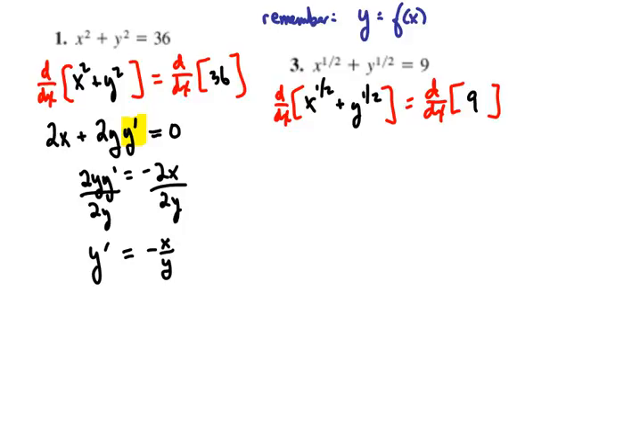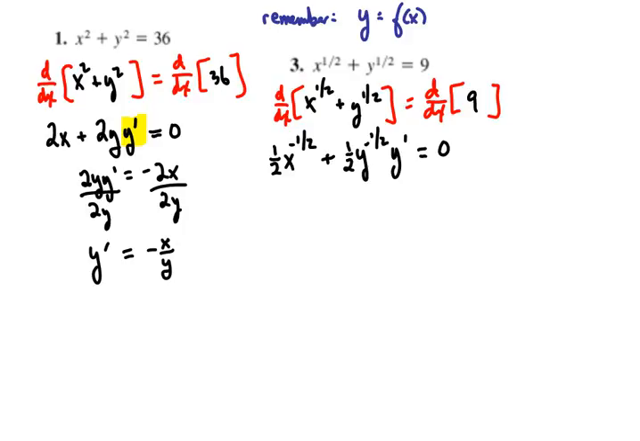The derivative of x to the 1/2 is 1/2 x to the negative 1/2. And the derivative of y to the 1/2 is going to be the same, except we're going to multiply by y prime in the end. So it's 1/2 y to the negative 1/2 times y prime. And the derivative of a constant is always 0, so we get 0 on the right side. Okay, all the calculus work is done now.